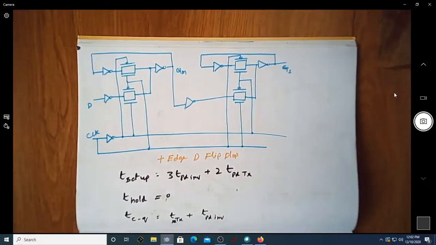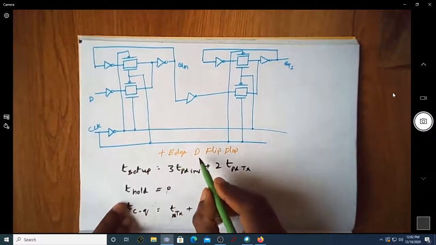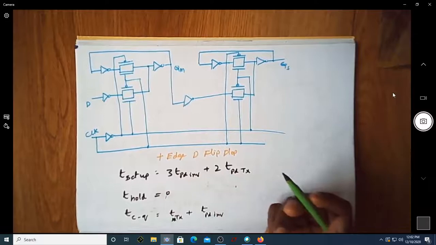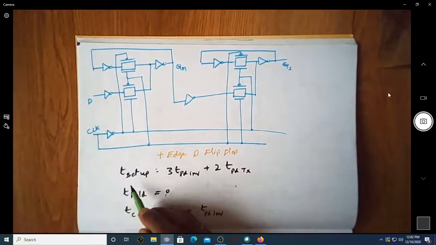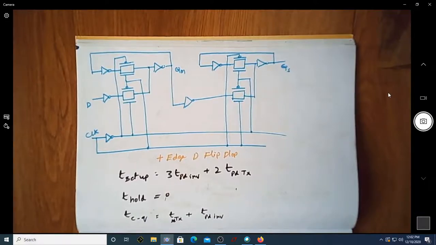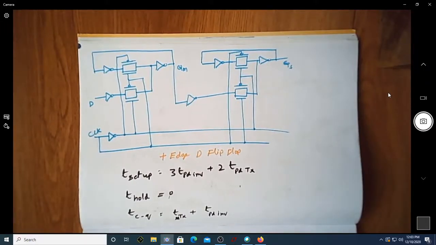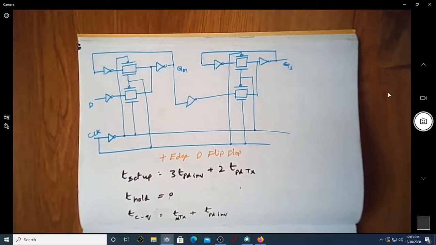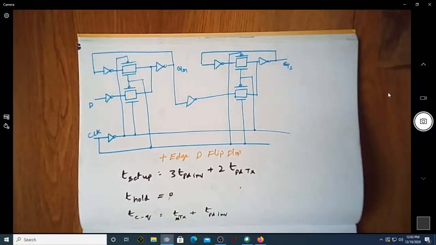Okay, in this video, let us consider again the same positive edge triggered D flip flop. As we discussed in the previous video, we found that the setup time, that is the time at which the input data should be ready before the positive edge of the clock, was 3 times the propagation delay of the inverter plus 2 times the propagation delay of the transmission gate, so that we can have a valid D input taken as the valid input for your D flip flop.